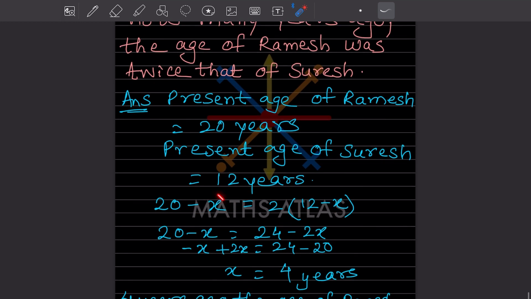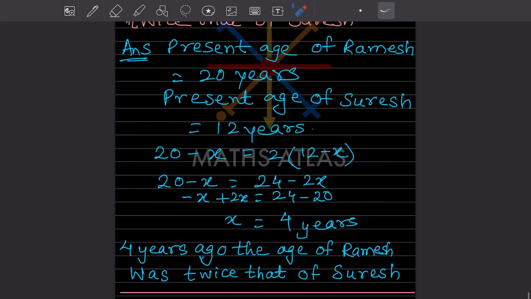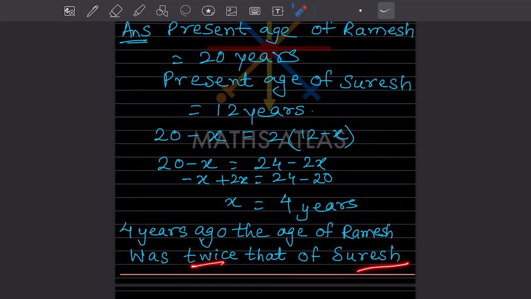So when we solve this one, this will be as it is, and we are going to expand this one. So 2 12s are 24 minus 2x. Minus x as it is. Minus 2x is going to go here, that is going to be plus 2x. This 24 as it is, and this is going to be minus 20. Now can you see here plus 2x and minus 1x? Whenever plus and minus are there, you are going to subtract. So this is going to be plus 1x. So this comes out to be 4 years. So we can say 4 years ago, the age of Ramesh was twice that of Suresh.